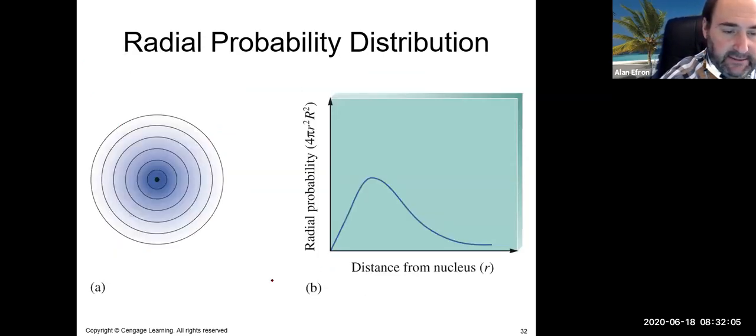And here again is an overlay. And again, you can kind of see as you fan out from the nucleus, it gets much, much smaller.